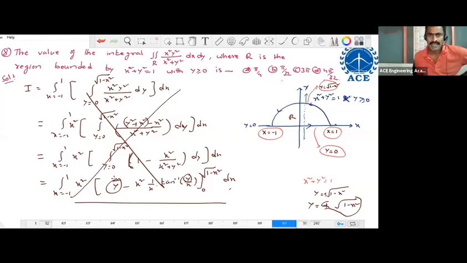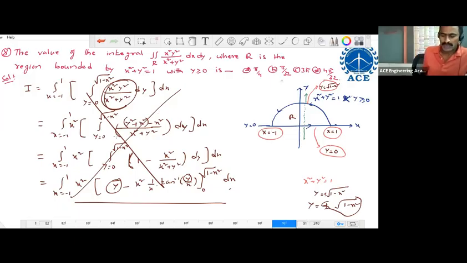Whenever the region is a circular region or an ellipse region, try to convert Cartesian to polar form, especially when the function inside the integral is difficult. Check the function: if it is simple and easy to integrate in the Cartesian system, we evaluate it. If the function is difficult and the integral is difficult to evaluate, then we make it a simple problem by converting Cartesian to polar coordinates. That is the advantage of change of variables.